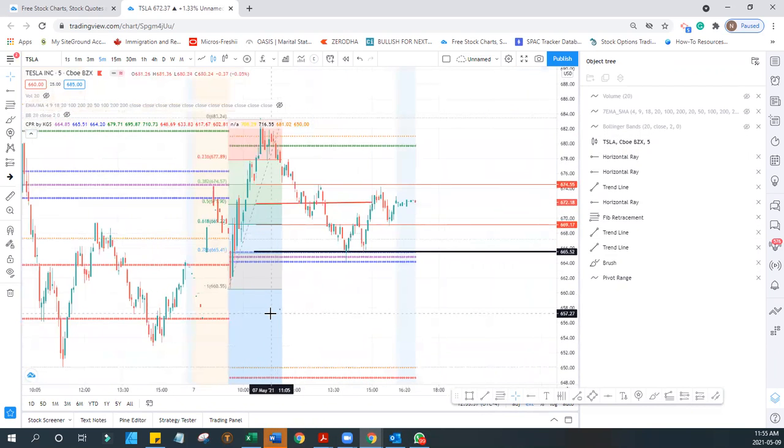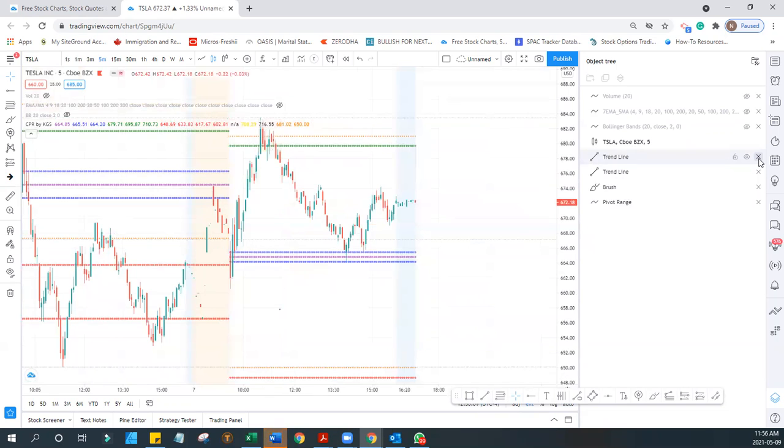Does it make sense so far or no? If it makes sense, let me know. If not, I can explain in a different way. Jigar, it made sense, but you took from the low to the high, right? Yeah. How do you define that time frame that you selected? This is the 5 minute chart.